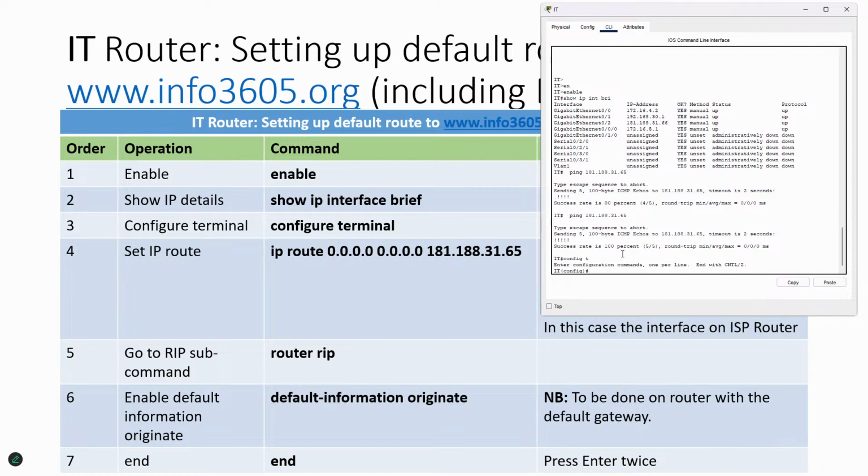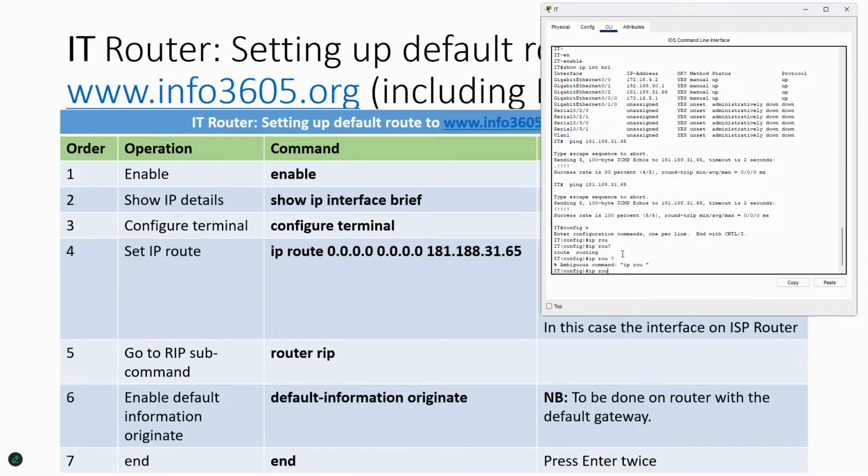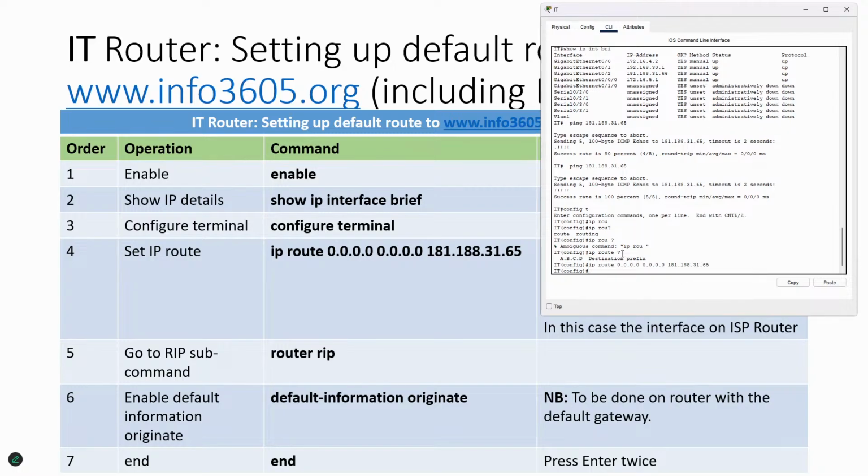Configure terminal. Remember we did IP route before, right? Port 0, 1, 2, 3, 4. Tell everybody, hey, you know what? You're going to go to the ISP router, right? Make sure that's done correctly. If it's not working, it's going to have a problem.